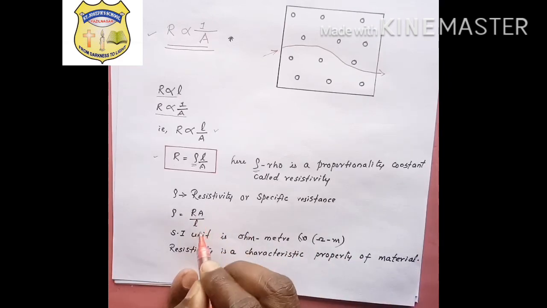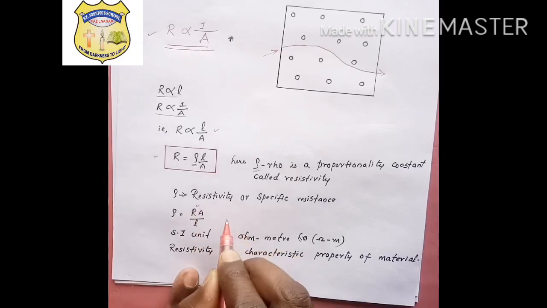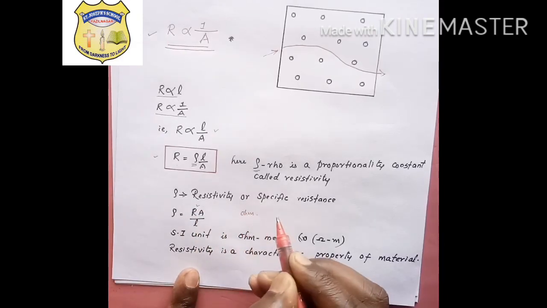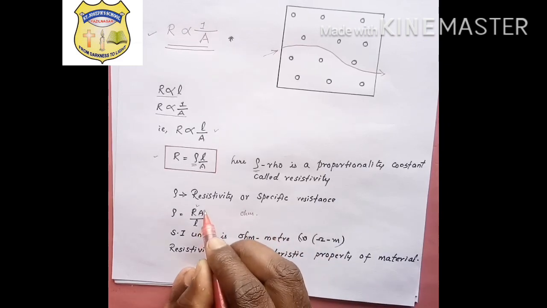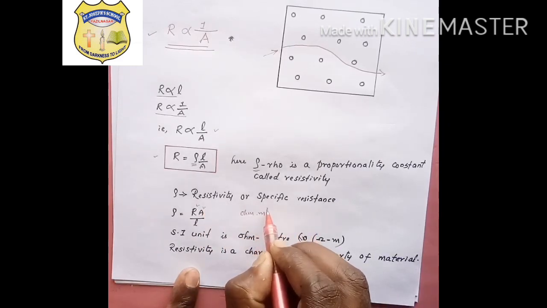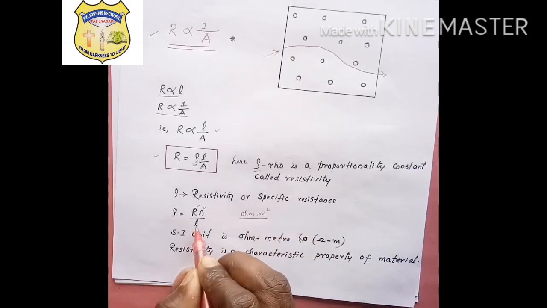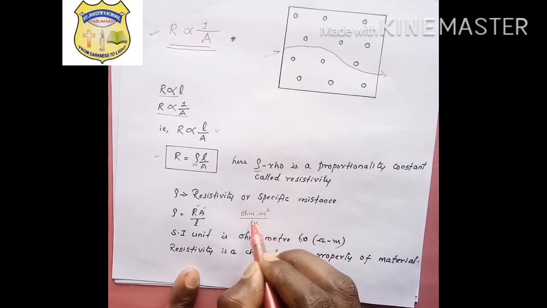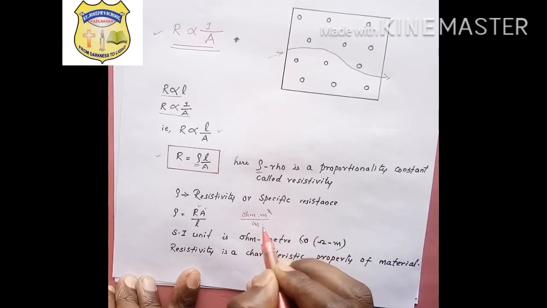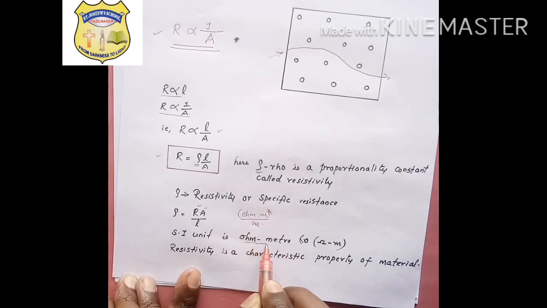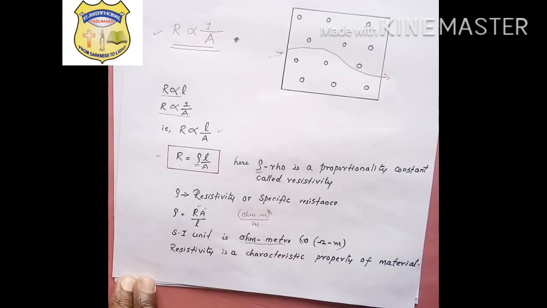Rho is equal to RA by L. What is the SI unit of R? R for resistance, SI unit is ohm. What is the SI unit of A for area? Meter square. In the denominator, what is L? L for length. SI unit of length is meter. Here is meter and there is meter square. Meter should be cut to each other. Then ohm meter is the SI unit of resistivity or specific resistance.